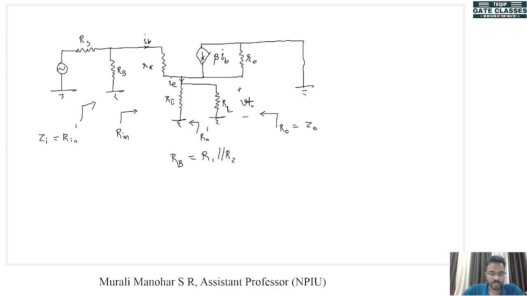So what will be V out? V out will be equal to IE into the parallel combination of RE and RL. So V out is equal to IE into RE parallel RL, and we know that IE is beta plus 1 IB. So V out is beta plus 1 into IB into RE parallel RL.